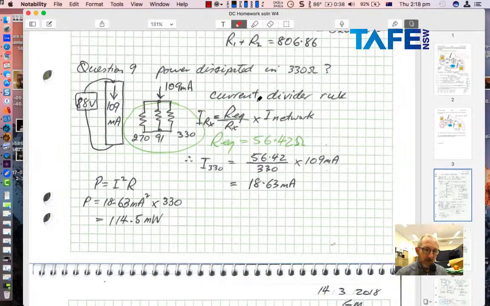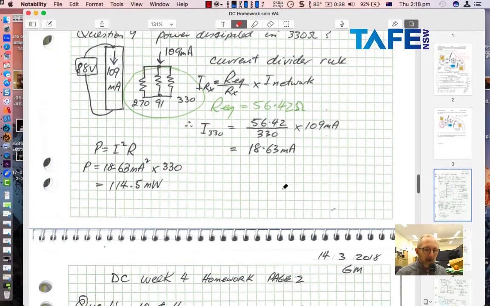And we need to use the current divider rule here, because I need to know the power dissipated in the 330, and there's a couple of different ways I could do this. I could use Ohm's law for it, but I tend to use the current divider rule for just about everything. IRX equals REQ over RX times I network. So I network is the current flowing into that network, 109 milliamps. And then REQ is 56.42 divided by the resistor I want to find, in this case 330 ohms, giving 18.63 milliamps. I find that very, very quick to do. Sometimes there might be an occasion where I'll use Ohm's law, but most of the time I use that.